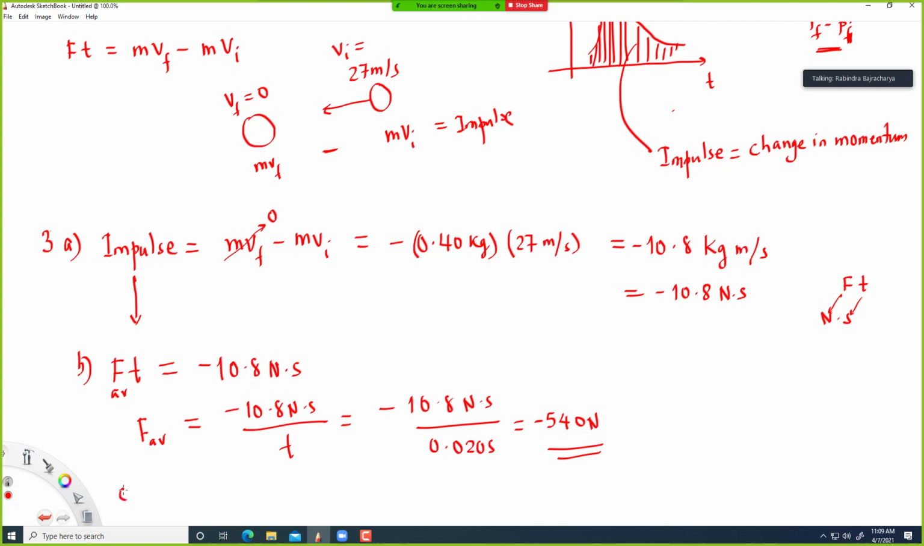Then for C, the ball will also exert force on the hand of the player because of Newton's third law. For every action there is an equal and opposite reaction. If this is the action, then the force of the ball on the hand is the reaction. So the force on the player's hand is the negative of that, which is 540 Newton. Equal but opposite, that means positive.